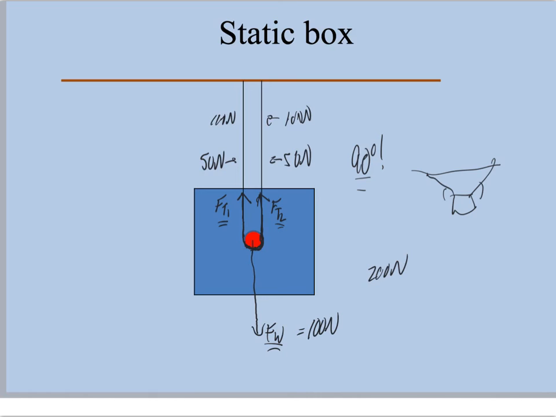And if we had 3 ropes or 4 ropes, then the tension is going to be shared equally. As long as they're at 90-degree angles, it's going to be shared equally by all the ropes supporting it.